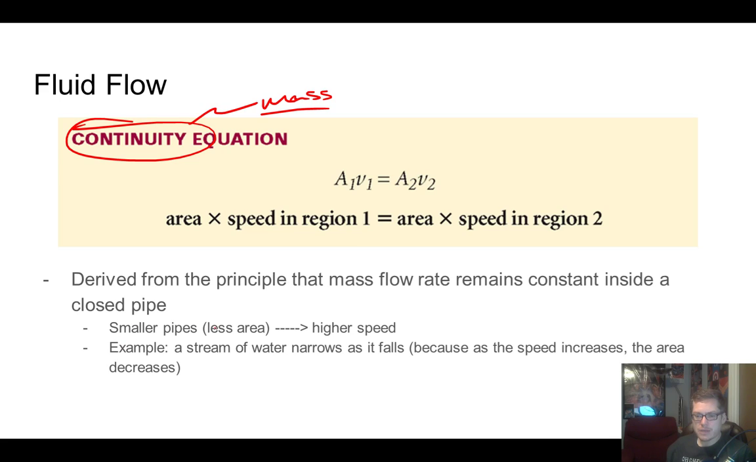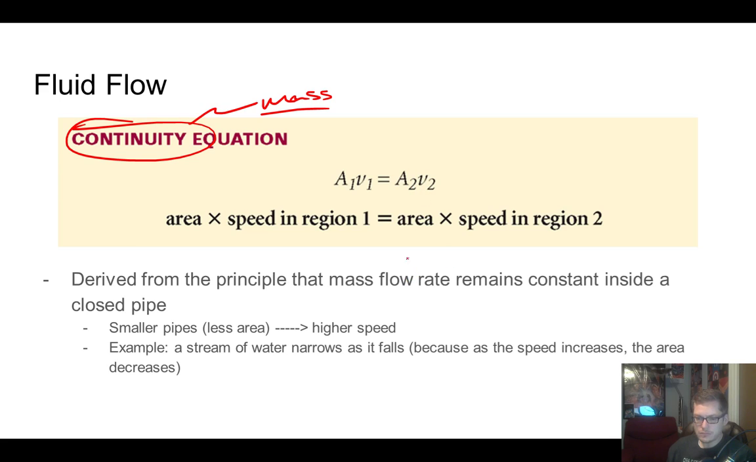So smaller pipes have less area, so they must have a higher speed. And then the bigger pipes have more area, so they don't need quite as high a speed. So A1, the area of region 1, times the speed in region 1, has to be equal to the area of region 2 times the velocity in region 2.